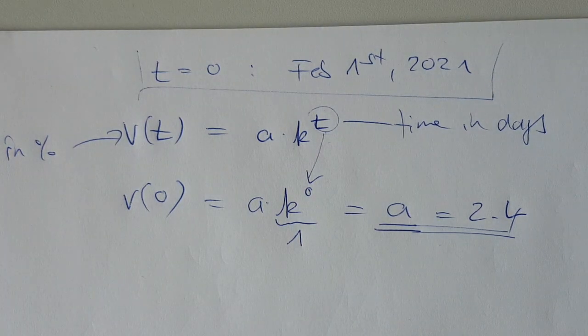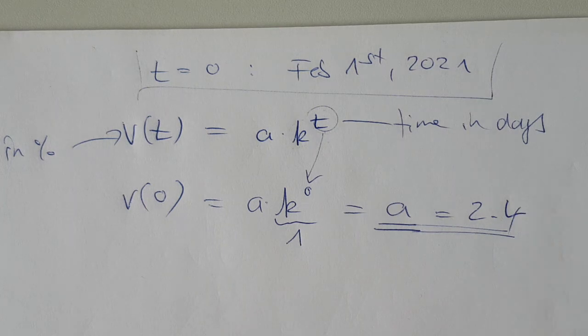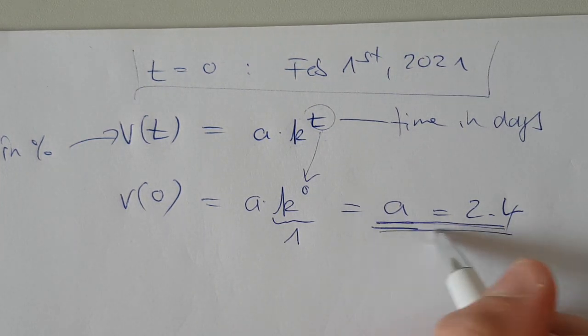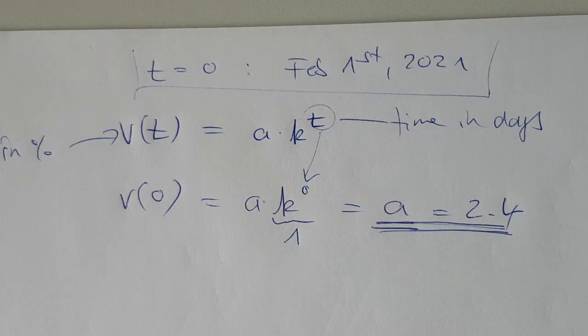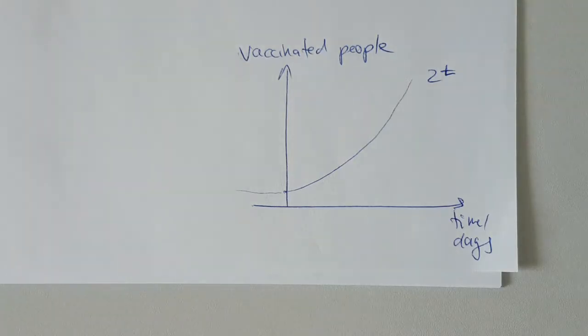Now there's another parameter which is k. And k defines something which is called the doubling time. Now let's talk about what the doubling time is. So let's imagine the simplest exponential growth you can imagine.